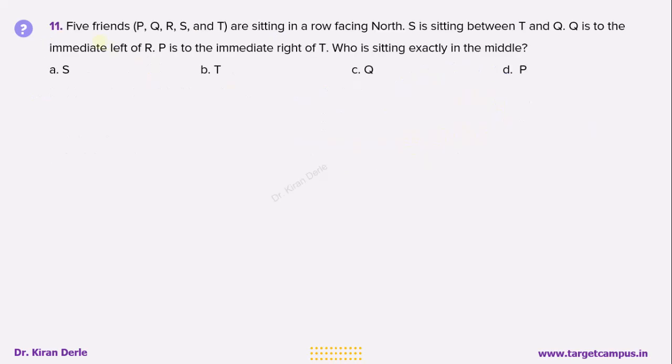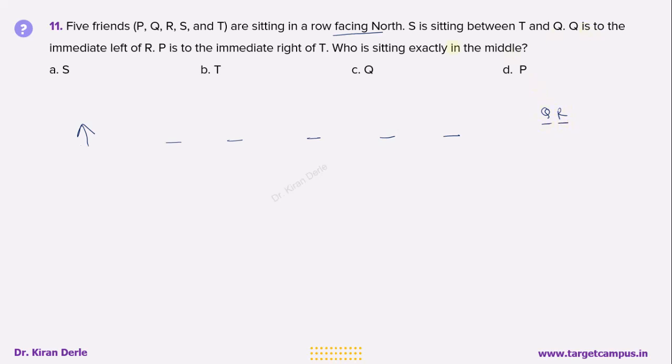Okay, 5 friends P, Q, R, S, T are sitting in a row facing north. 1, 2, 3, 4, 5. They are facing towards north, let's say. S is sitting between T and Q. Q is to the immediate left of R. P is to the immediate right of T. Who is sitting exactly in the middle? Fine. So Q is to the immediate left of R.